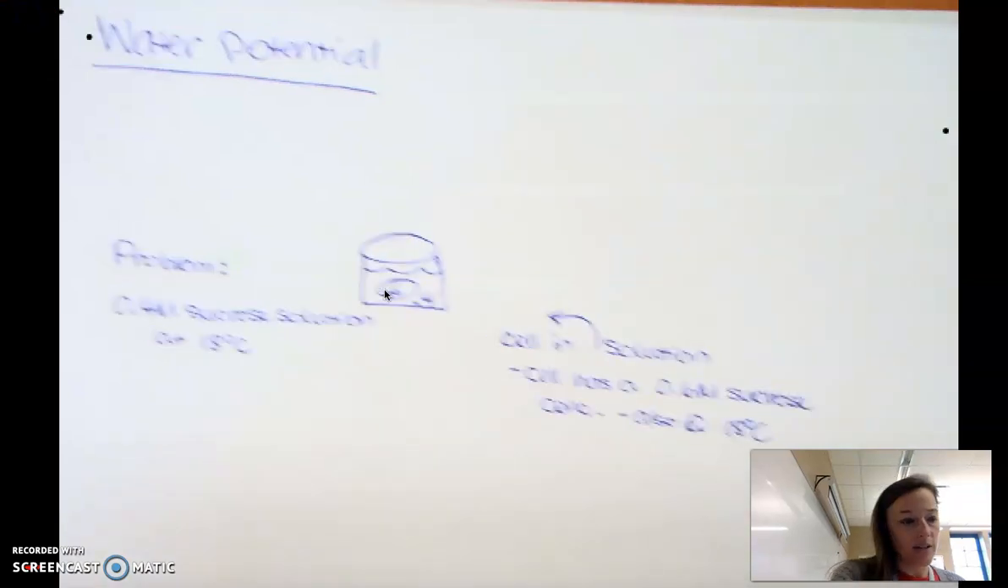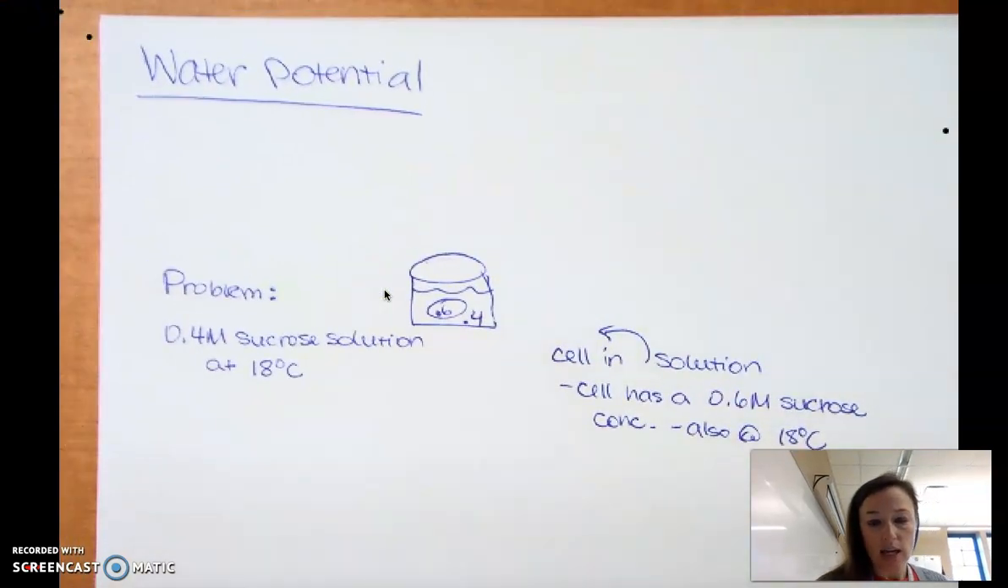Okay, so we are here to talk about water potential. And water potential is basically the potential for water to leave an area. So if it has high water potential, it's more likely to leave and go somewhere else. If it has low water potential, it's less likely to leave, and oftentimes you'll see water coming that direction.